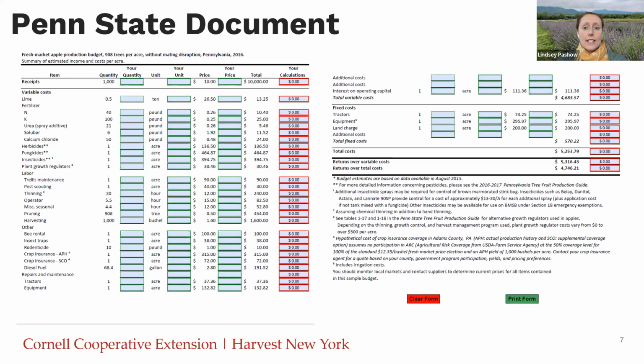What's nice about this is you can see your total variable cost for your operation, the total fixed, and then you can see your returns over variable cost and returns over total cost. So it can give you an idea of how much you're actually going to be making in your operation.